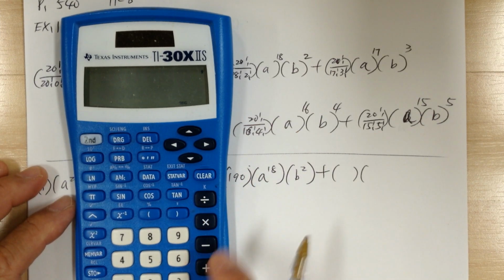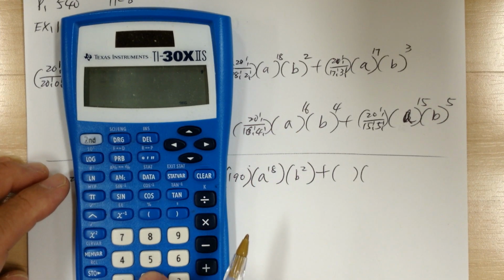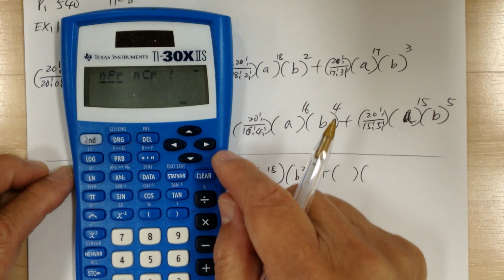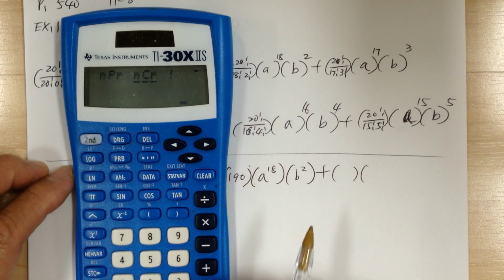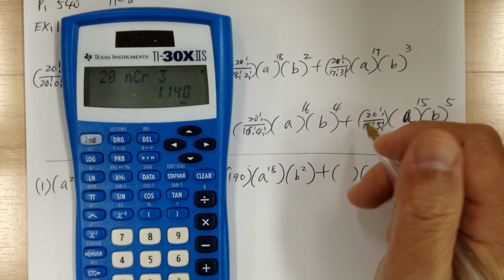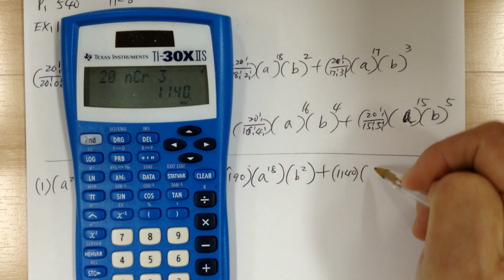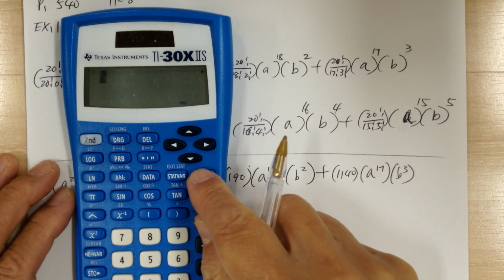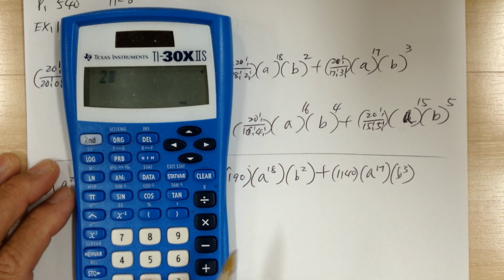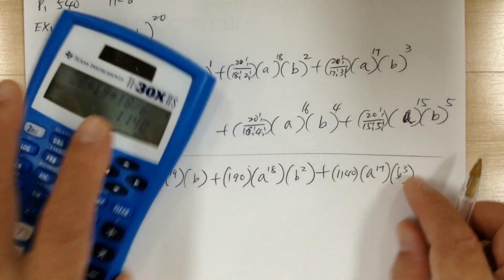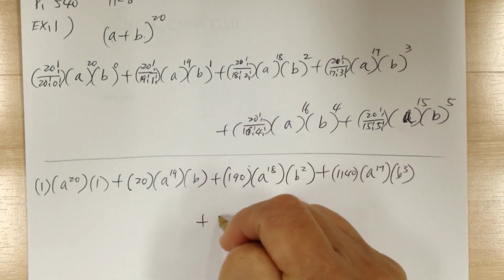So you got 20. Let's see. Okay, so it'd be 1140. So the number gets really big. Okay, b to the 3. Okay, let me double check. So 20 times 19 times 18, 3. Okay, yeah. Okay, so that's that. And then this one, you just plus.